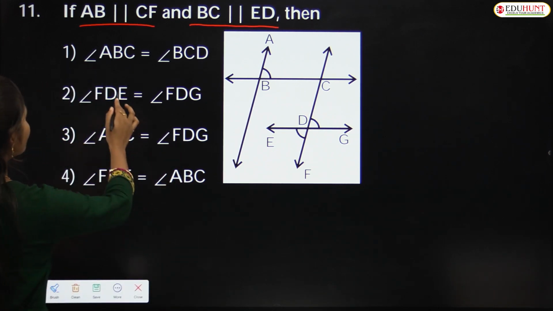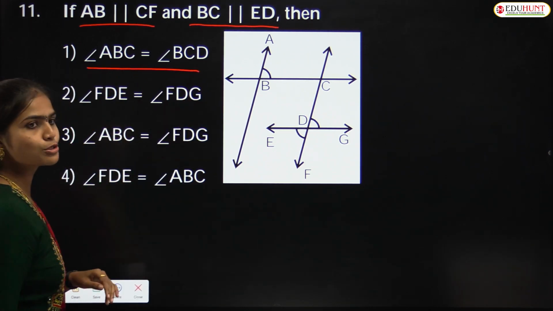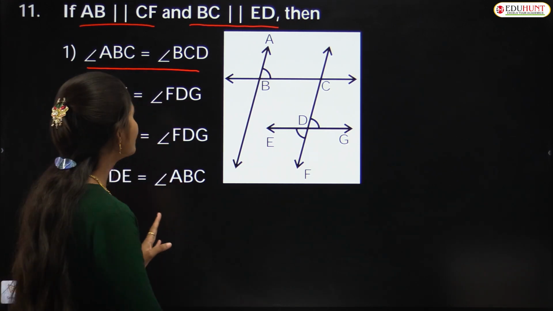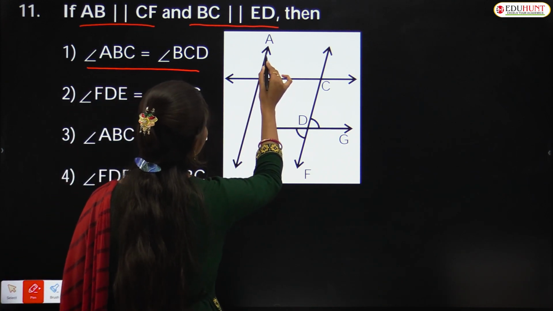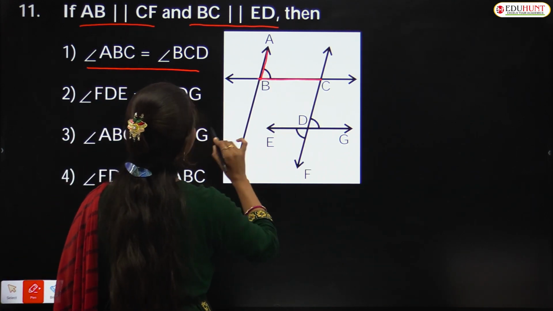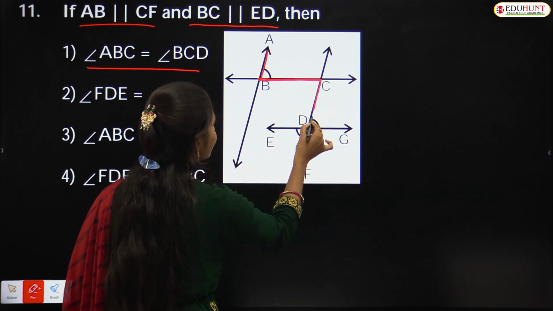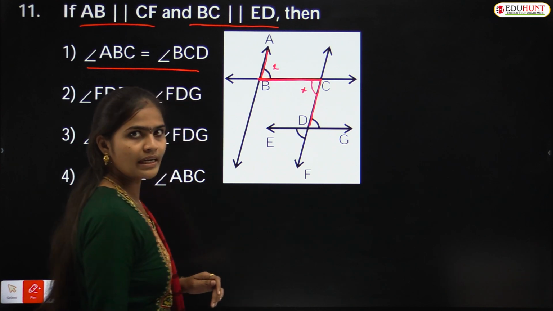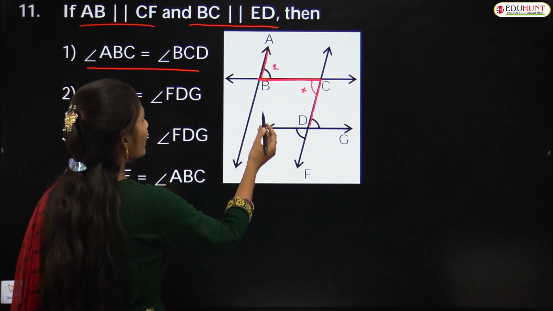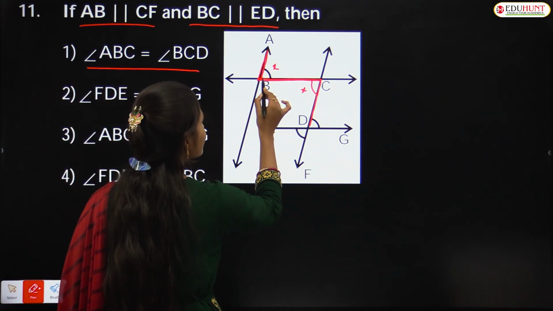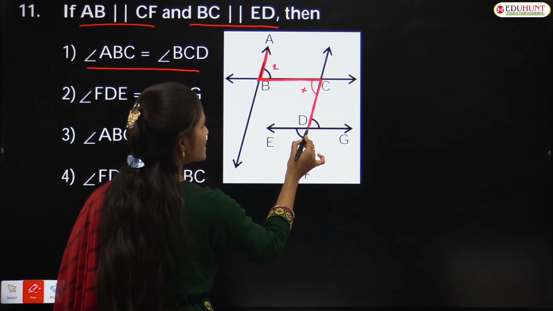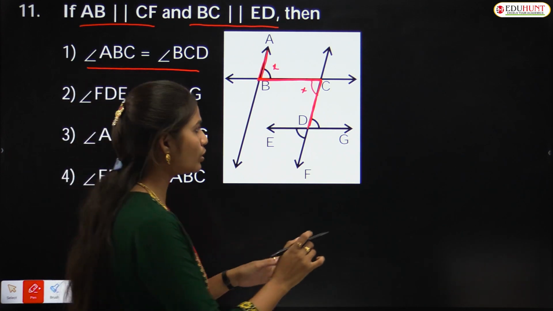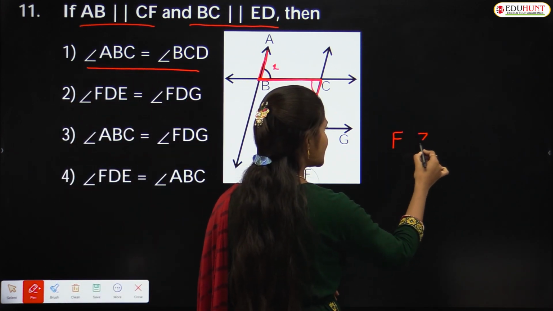So what is the first option here? Angle ABC is equal to angle BCD. Each and every option we have to check. They are saying that these two angles are equal. Yes or no? When you observe that these two lines are parallel and BC is a transversal, we can observe the Z shape here. Which shape? I already told you that we have to observe the F shape or Z shape.